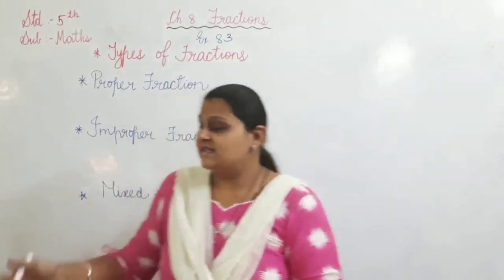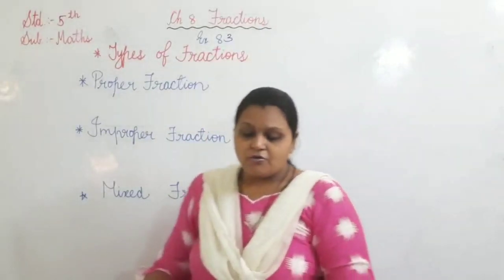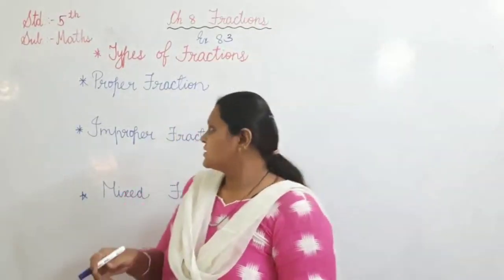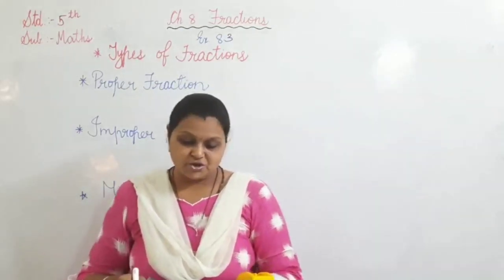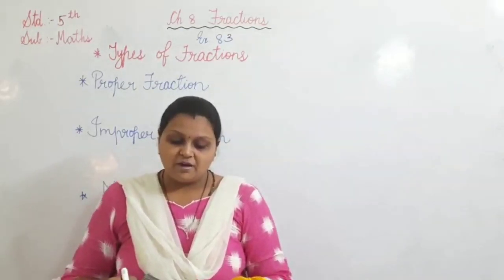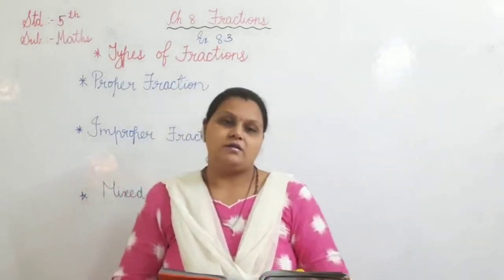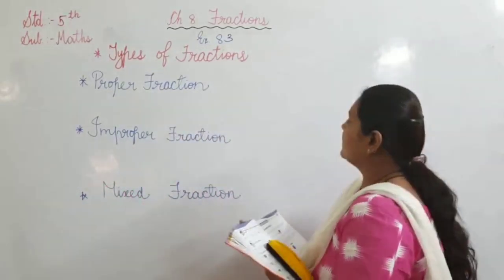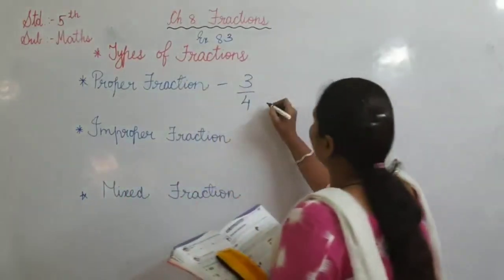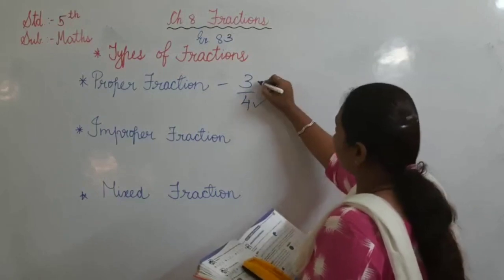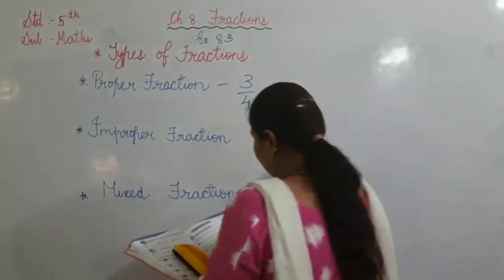Next topic is exercise 8.3, types of fractions. First, proper fractions. What are proper fractions? A proper fraction is a fraction having a numerator that is less than its denominator. For example, here I am writing 3 upon 4. So the denominator is greater, the numerator is smaller. So it is called a proper fraction.